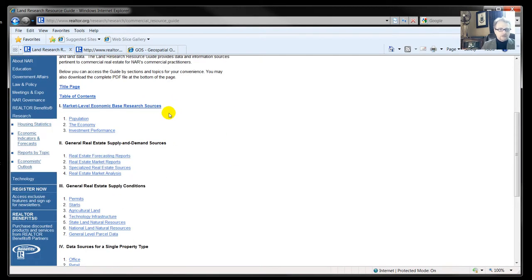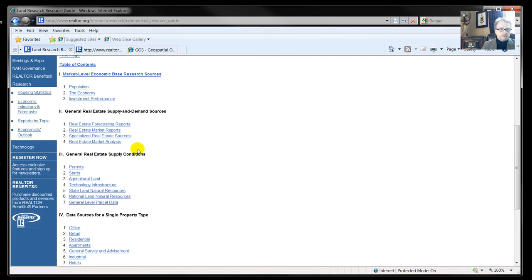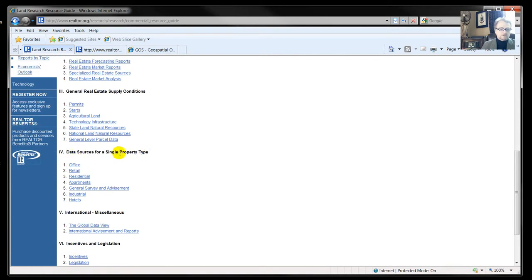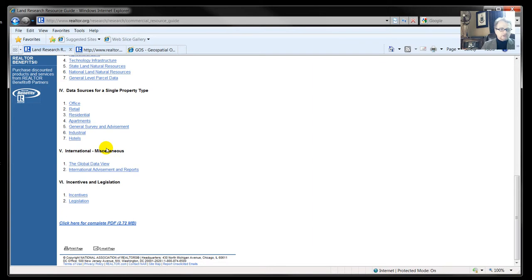This guide organizes geospatial data into the categories of market level economic base, general real estate supply and demand, general real estate supply conditions, data sources for single property types, including office, retail, residential, apartments, international, miscellaneous, including the global data view, and then also section 6, incentives and legislation.